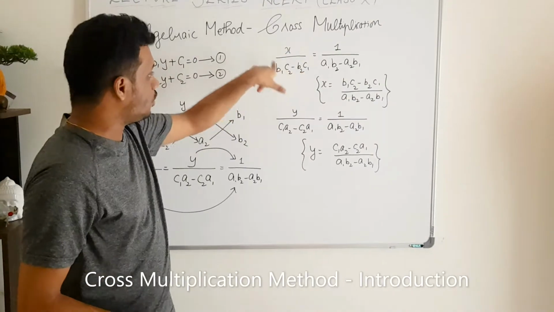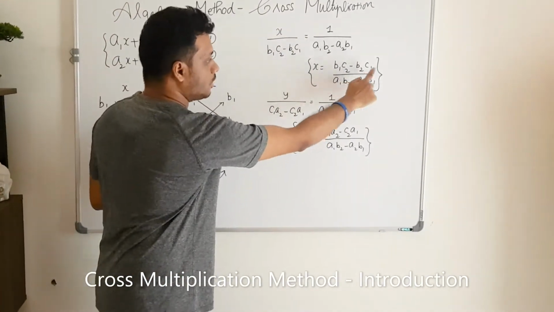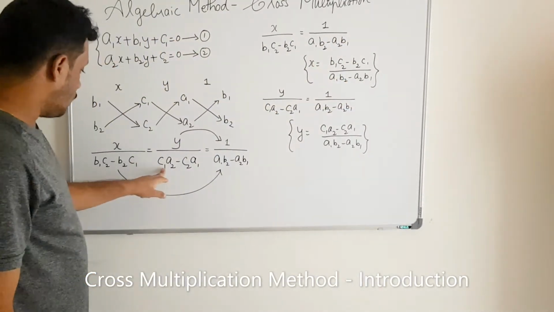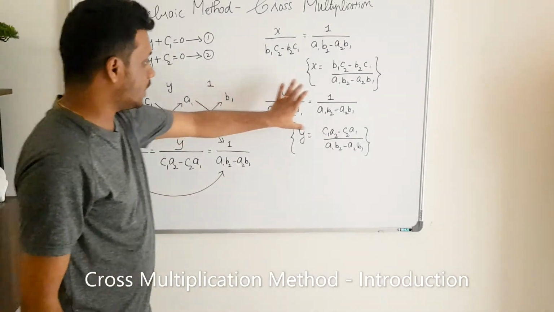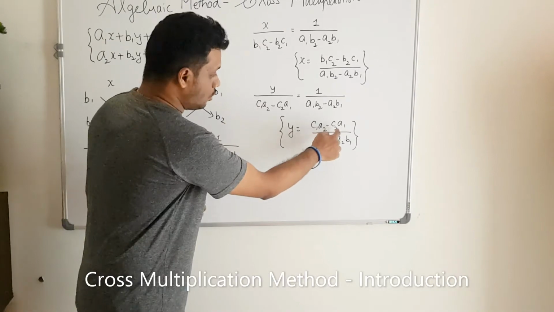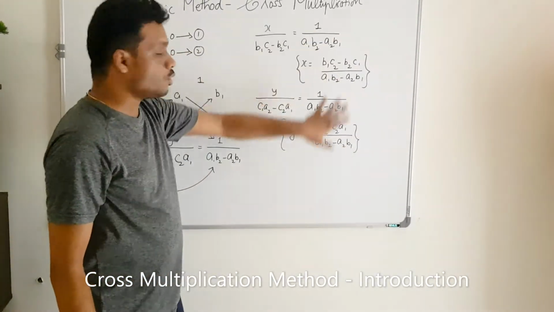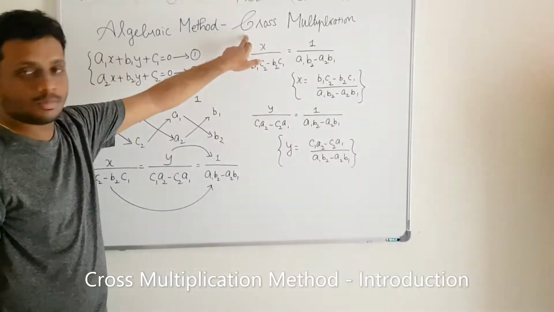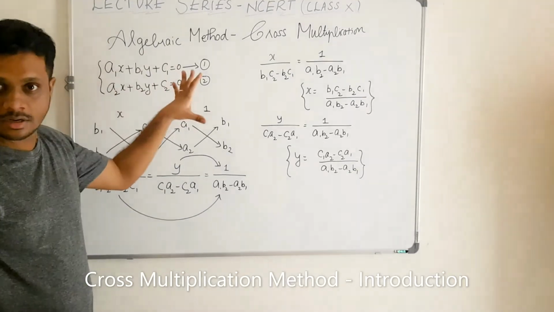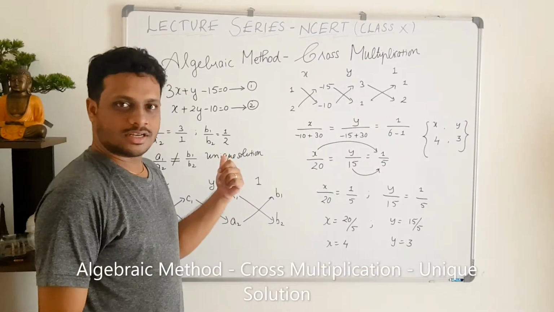From this, if I want to eliminate x, this term goes up. So x will be b1 c2 minus b2 c1 divided by a1 b2 minus a2 b1. Similarly, I equate y with this constant term, I get this one. In this, again y would be, on cross multiplying, I get c1 a2 minus c2 a1 divided by a1 b2 minus a2 b1. So this is how we get the value of x and y in cross multiplication method. Next, we will start with applying numbers here, and we will try to find out the value of x and y. So this is the first example.